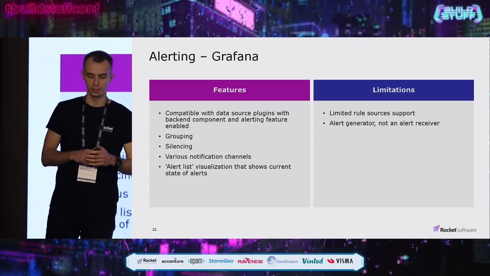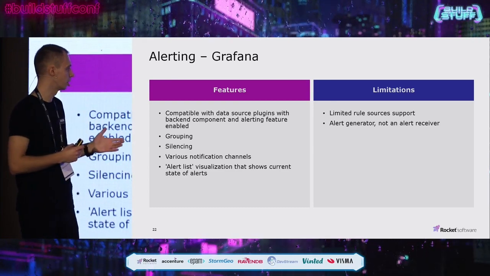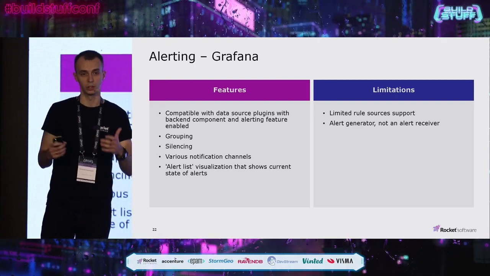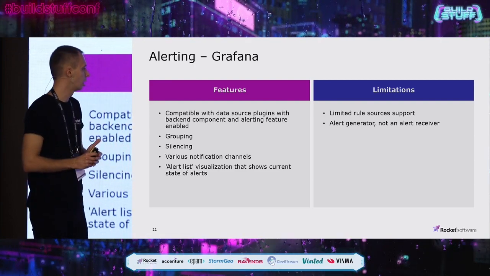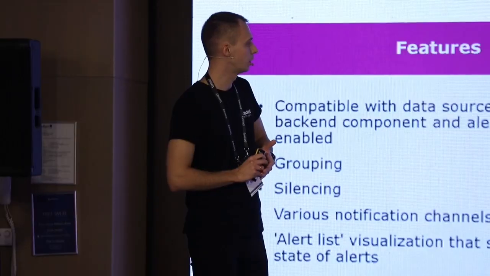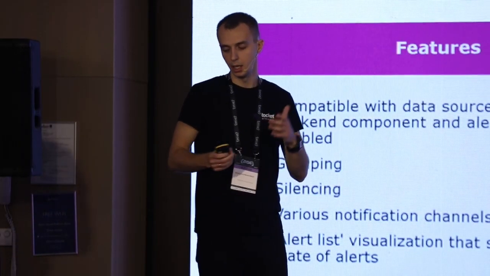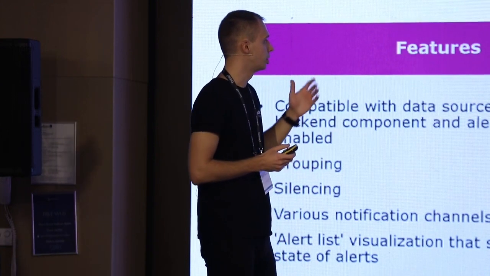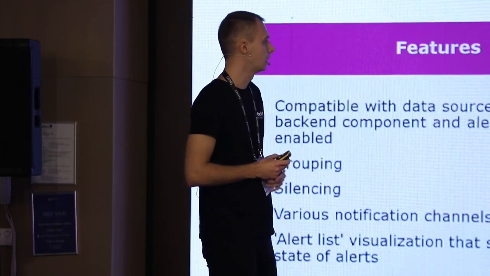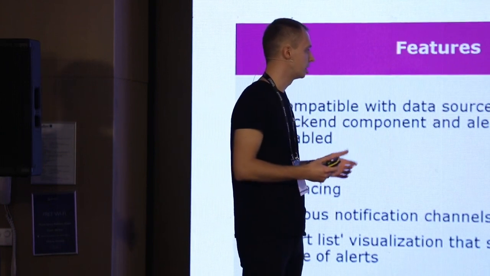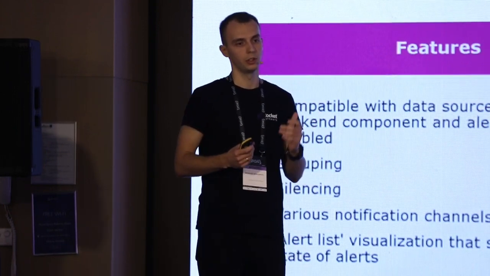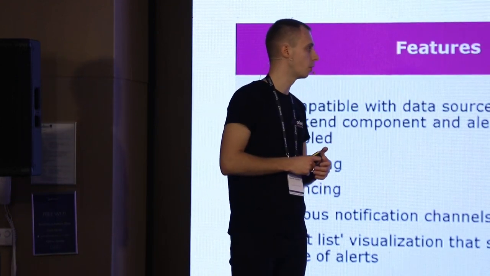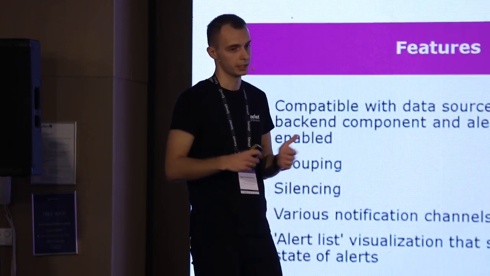One of them is that it has limited rule sources support. It means that Grafana can receive alerts only from its internal alert manager or alert manager compatible data storages such as Prometheus, Mimir, or Loki. And the second limitation is that it's an alert generator but not an alert receiver. So this means that Grafana can receive alerts only from its internal alert generator and cannot receive alerts from other data storages such as Prometheus.